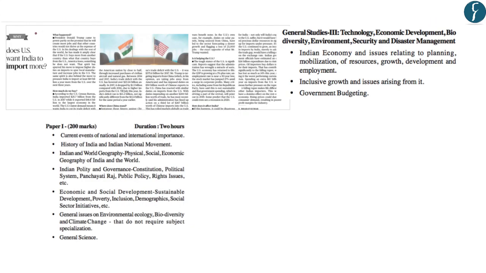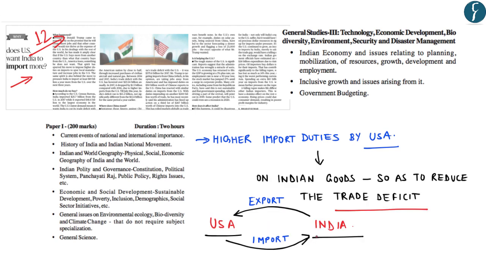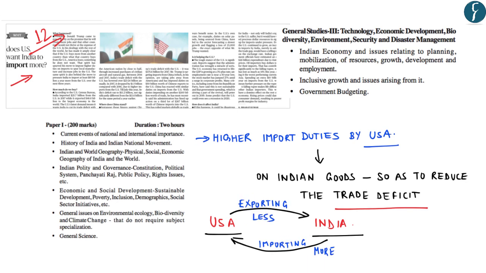The next news appears on page number 12 in the article section in section 1. The news reads, why does US want India to import more? Now this article has appeared in the context of imposition of higher import duties by the US on Indian goods in order to reduce the trade deficit. Here, trade deficit between USA and India refers to the difference between export and import. So from a USA perspective, it is exporting less to India as compared to its import from India.